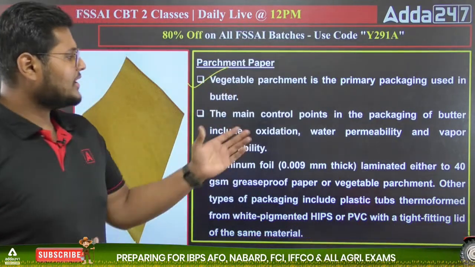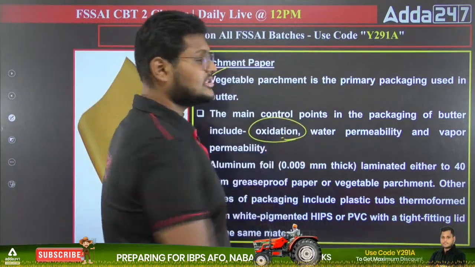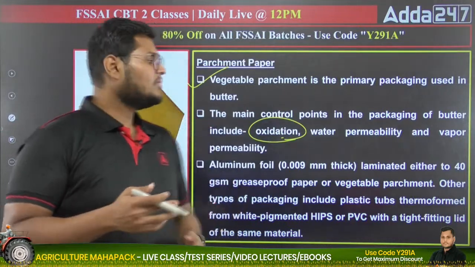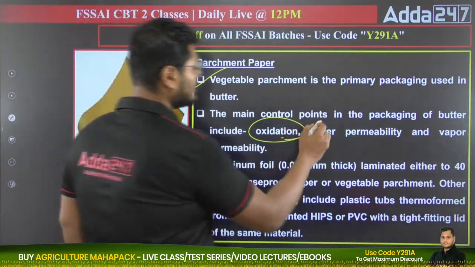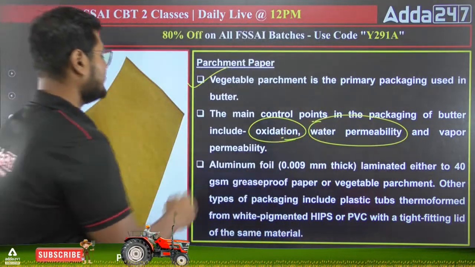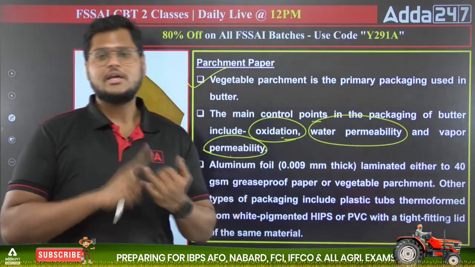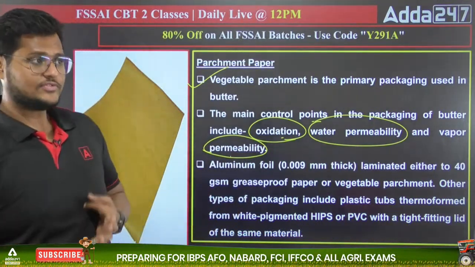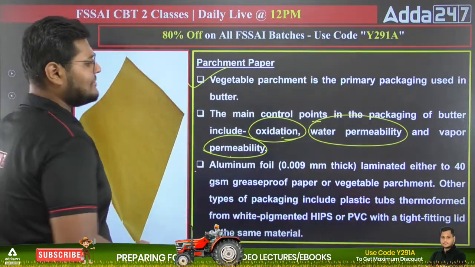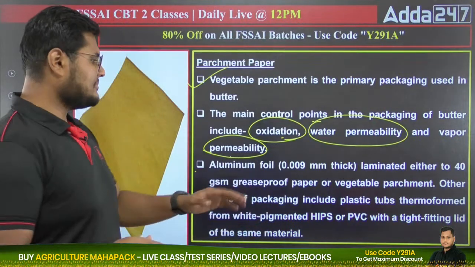The main control points in the packaging of butter include oxidation, because oxidation is generally associated with different fats, so we need to control it. Water permeability, water should not enter into the packaging, and vapor permeability. There should not be any change in the aroma, the texture, or the chemical composition. Aluminium foil is laminated either to 40 GSM grease-proof paper or vegetable parchment.